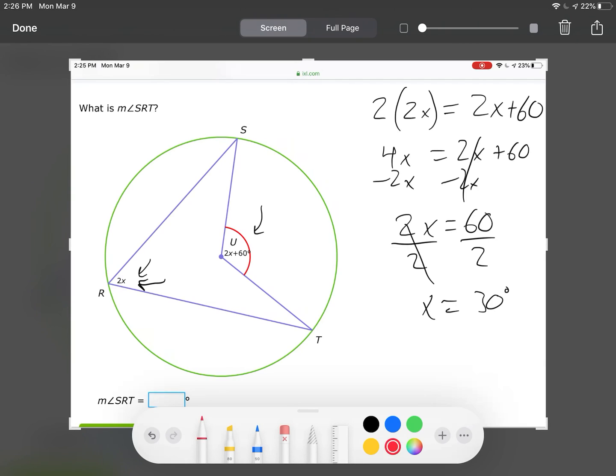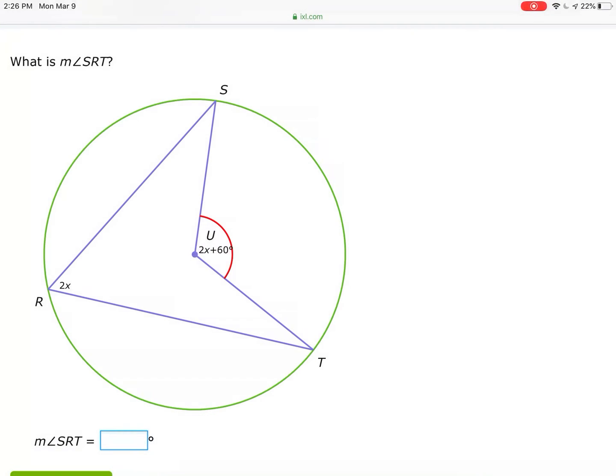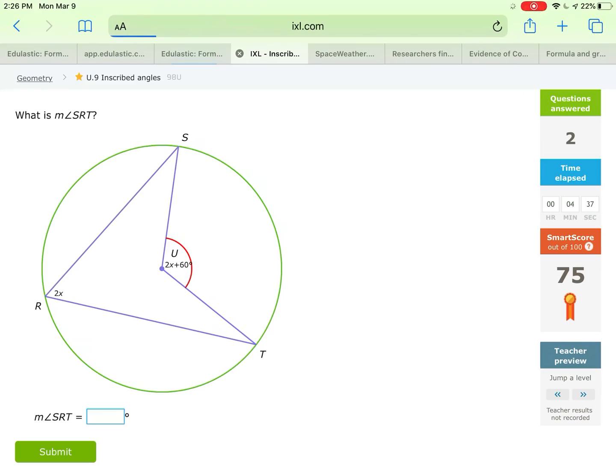Now, 30 is not what they're looking for. They're looking for the measure of angle SRT, which is over here. And measure of angle SRT is equal to 2 times 30. We're just plugging 30 into x. So that gives us 60. So that should be the answer. Okay, I think that's enough for U9. Now we can go on to U10.